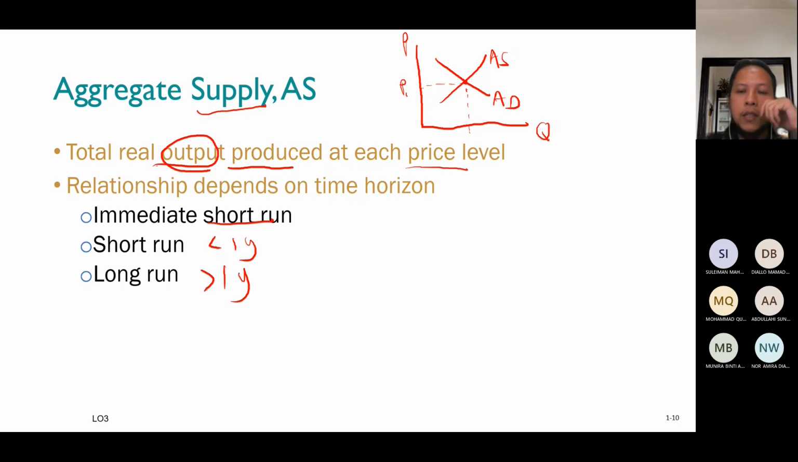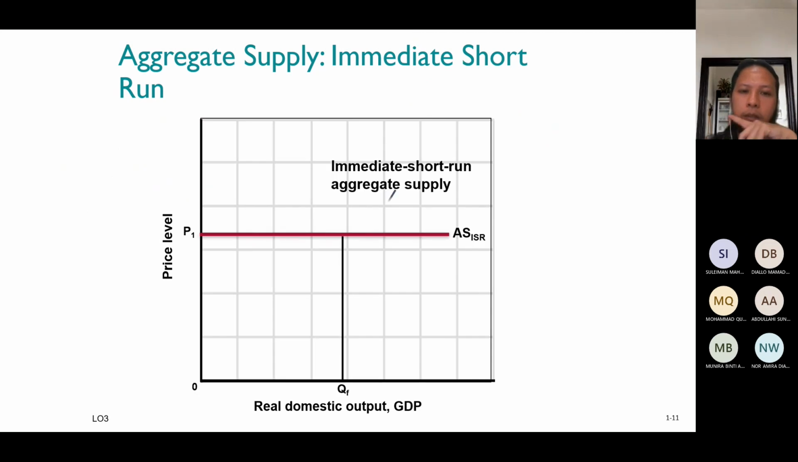Okay, so in the immediate short run, this is the shape of the supply curve, the snapshot of the supply curve. So the supply curve immediately during this time looks like this. It is a horizontal straight line. Basically it's just showing that at this price level, with output prices that are fixed, this is the supply during this time.